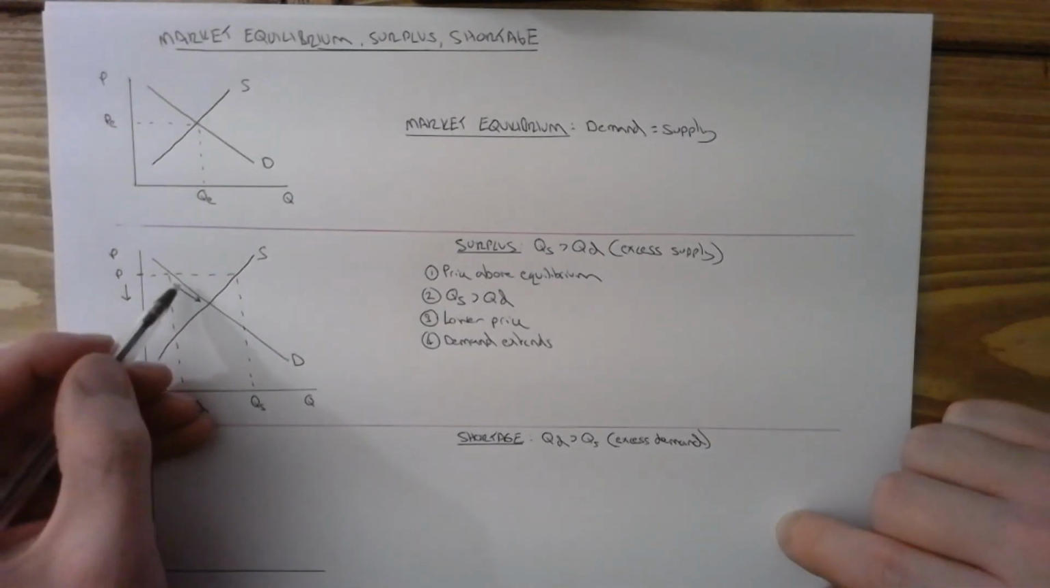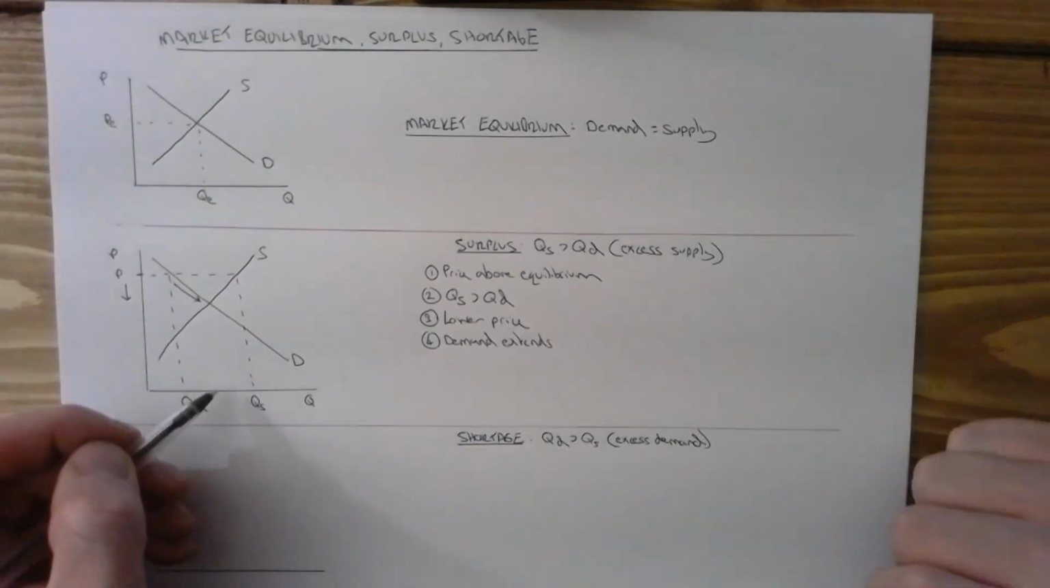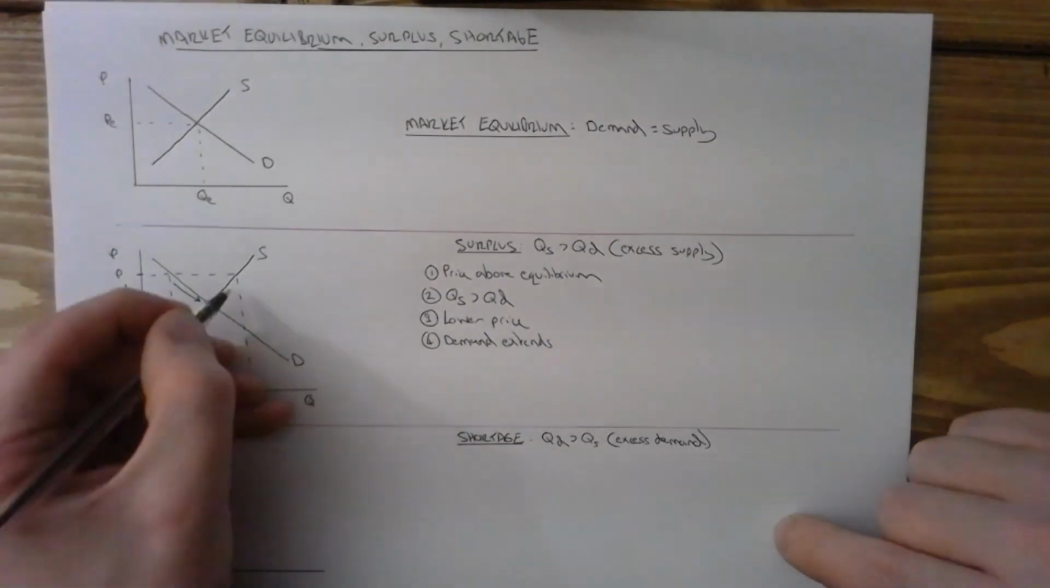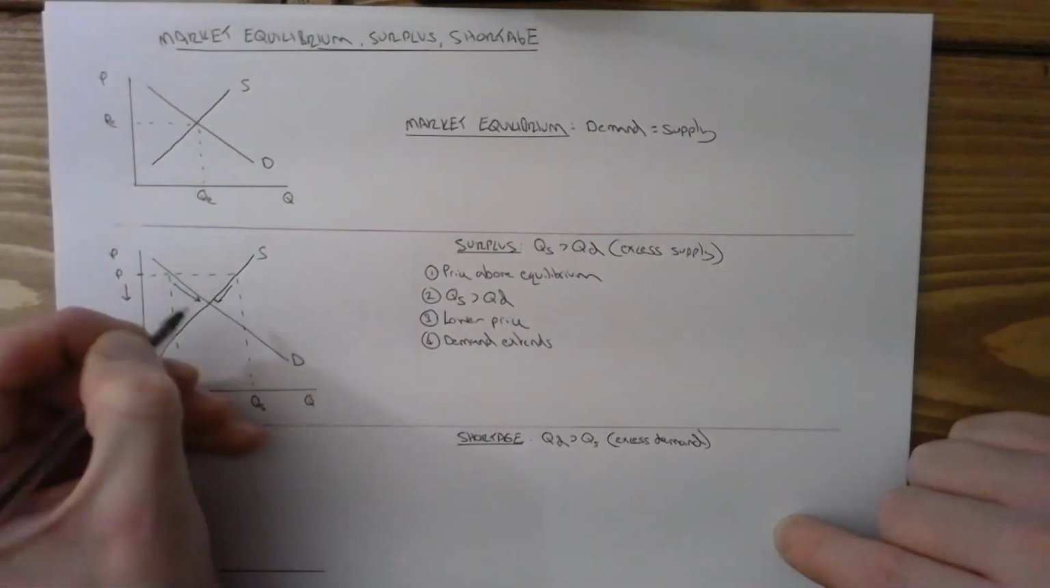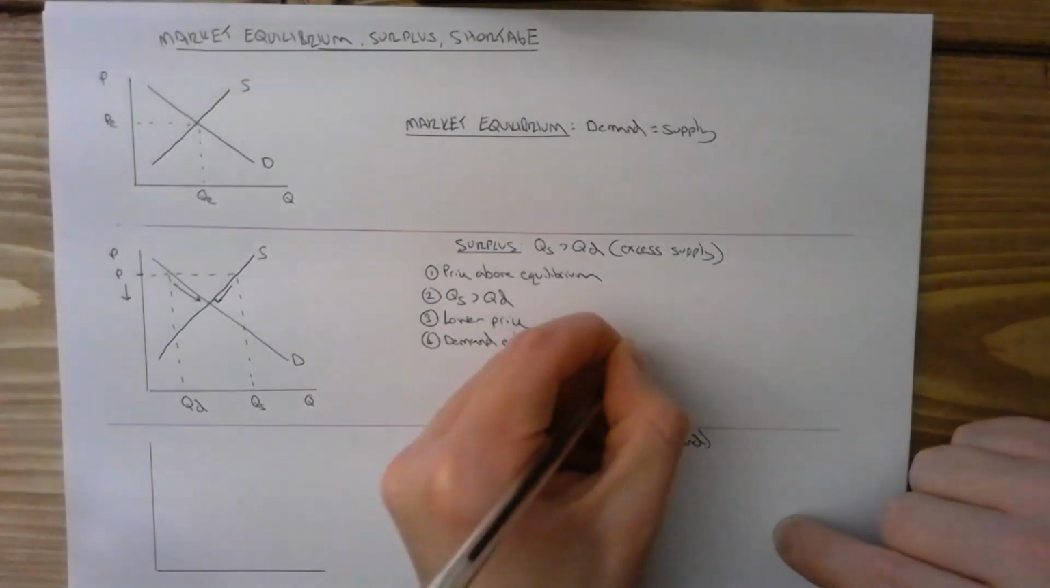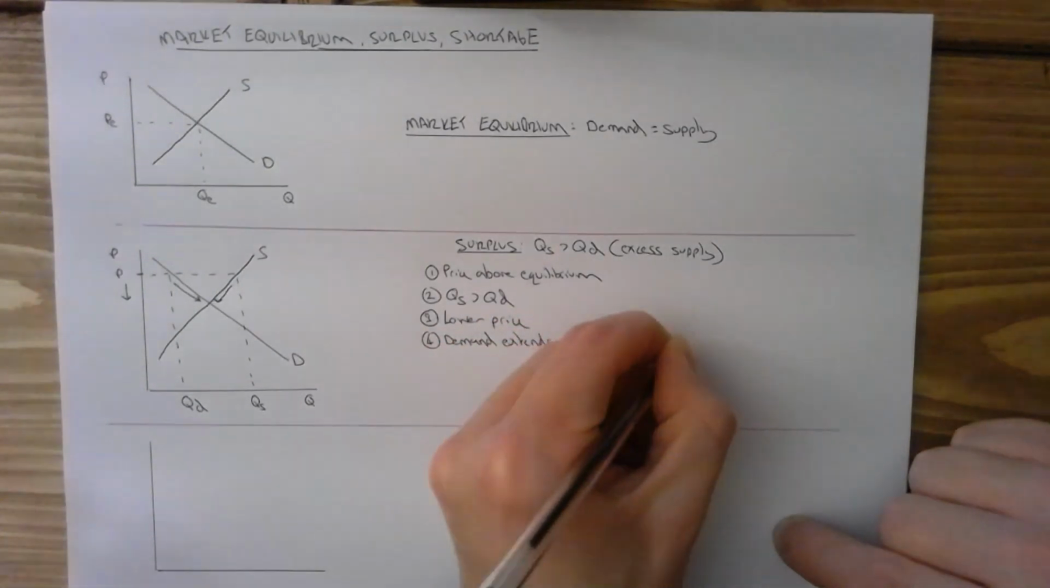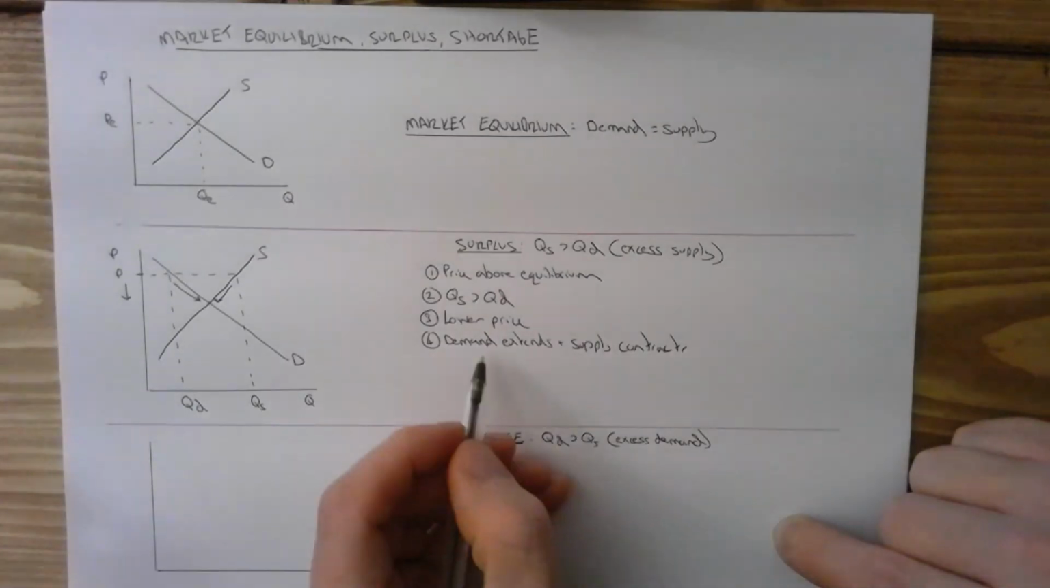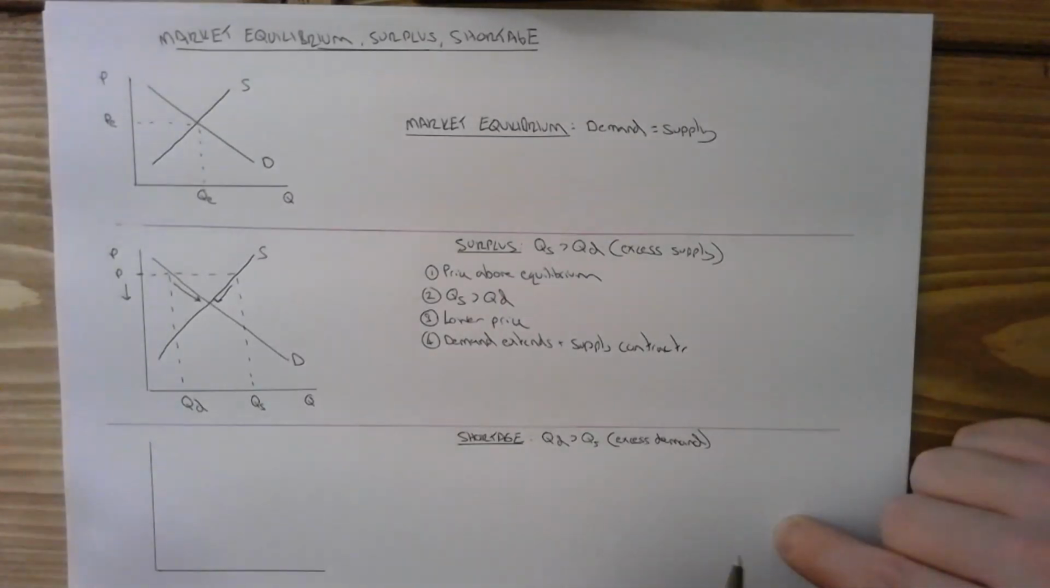A lower price means that more consumers are going to want to purchase that good. And also, at the same time, we have supply contracting. If you want more detail on extensions and contractions, you can see my previous video.